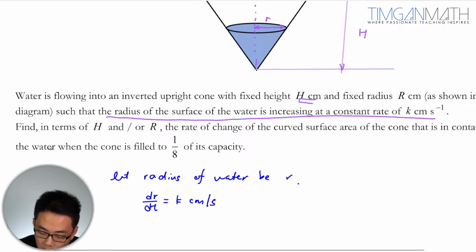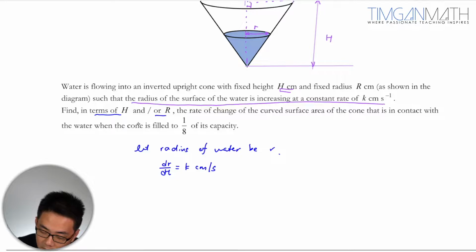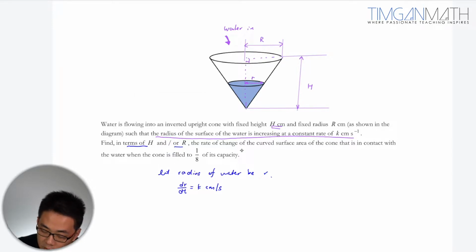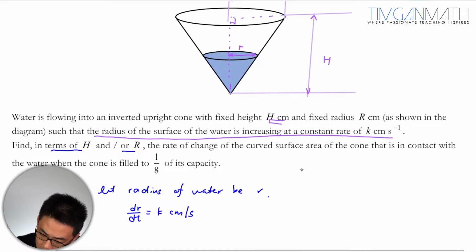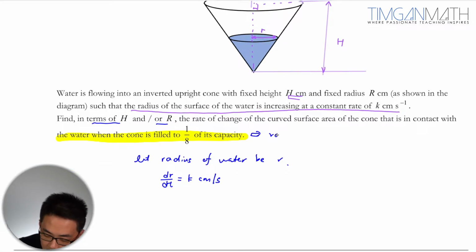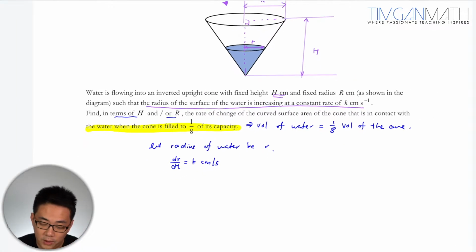Okay, so find the rate of change of the curved surface area of the cone that is in contact with the water, when the cone is filled to one-eighth. Meaning the volume of the water is 1/8 of the volume of the cone. So this one later on we need to talk about it.